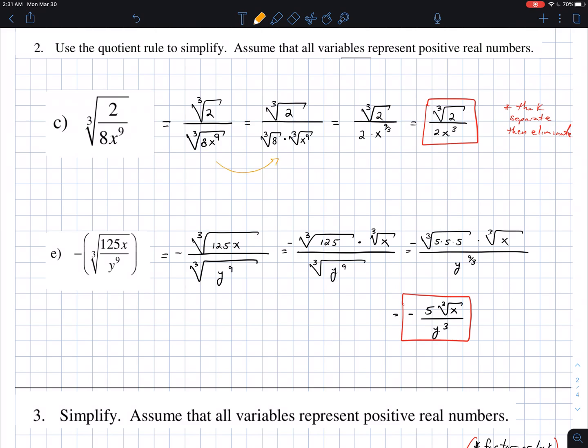So I separated them because I know the cubed root of 8 is what? 2, because 2 times 2 times 2 is 8. And that's where the 2 came in. Then I rewrote the cubed root of x to the 9th as a rational exponent, just kind of going back and forth, and also it's a little easier to see that 9 divided by 3 is 3. So we have the cubed root of 2 over 2x cubed. Okay? A lot of times it's a little bit of a game, and you got to play around with it.